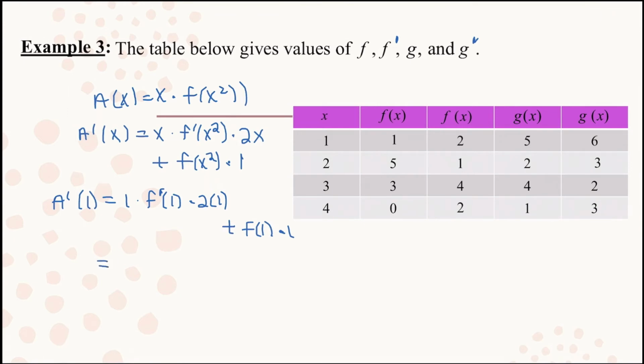So that gives me f prime of 1 times 2 plus f of 1. So f prime of 1 is 2. So that gives 2 times 2 plus f of 1, which is 1. So we get 5.